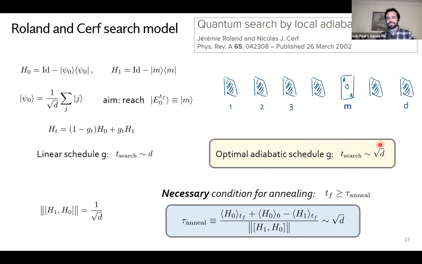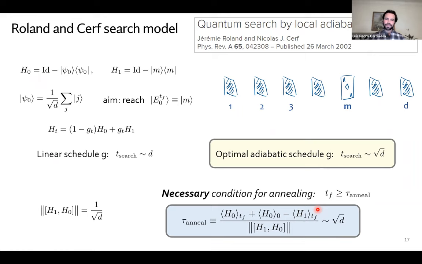And the other conclusion, maybe more important for us, is that this very general bound that we derived is actually solvable, right? We have this very simple bound. It's very straightforward to plug these things in and find that scaling, but it turns out that this bound gives the same scaling that an optimized schedule in the Roland and Cerf model gives. So this bound is saturable, like I already alluded to. Good. So this is an example.